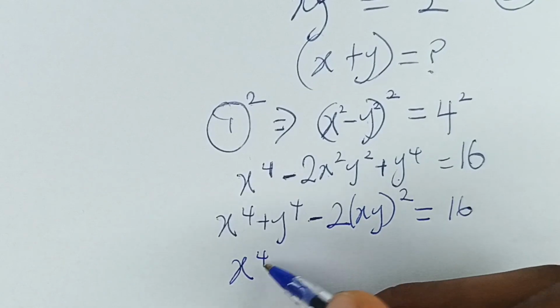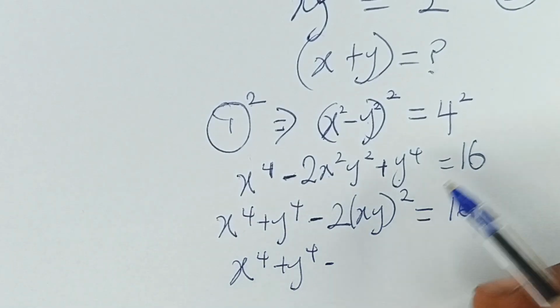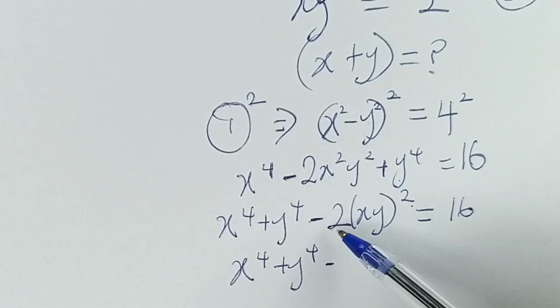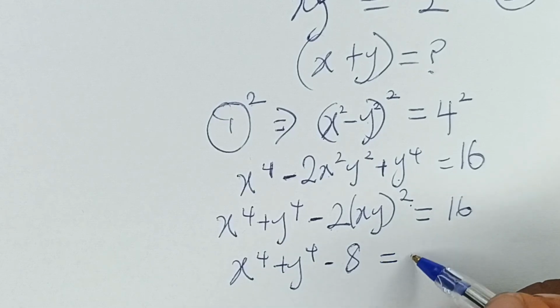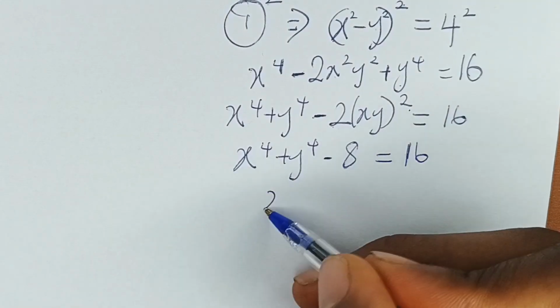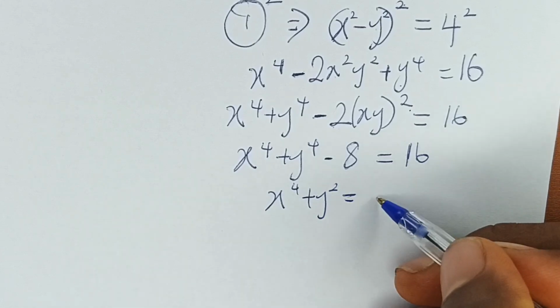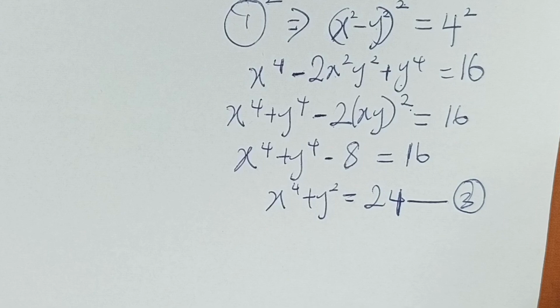From here we have x raised to the power 4 plus y raised to the power 4 minus 2 times xy squared. xy is 2, so 2 squared is 4, 4 times 2 is 8, so we have minus 8 is equal to 16. From here we have x raised to the power 4 plus y raised to the power 4 is equal to 16 plus 8, which is 24. Okay, let's call this equation 3.